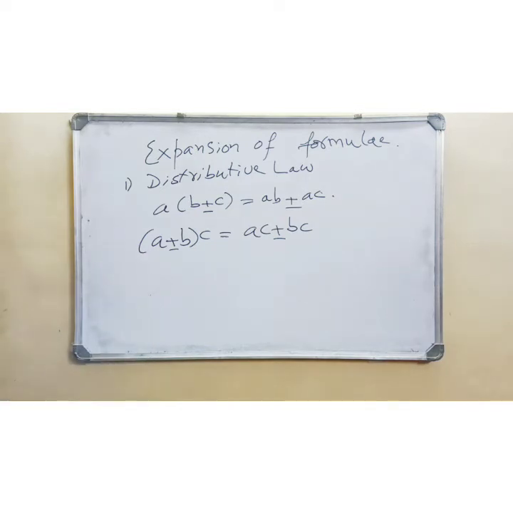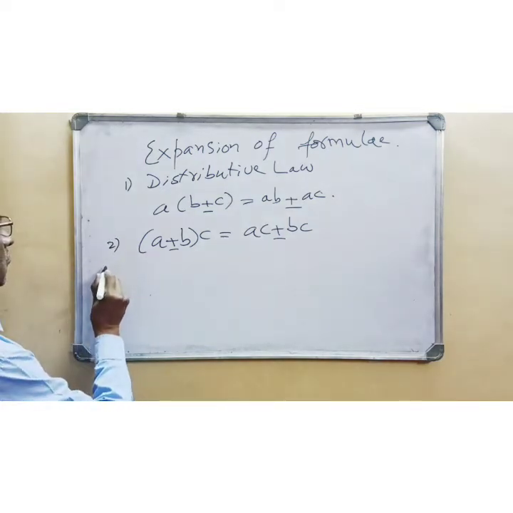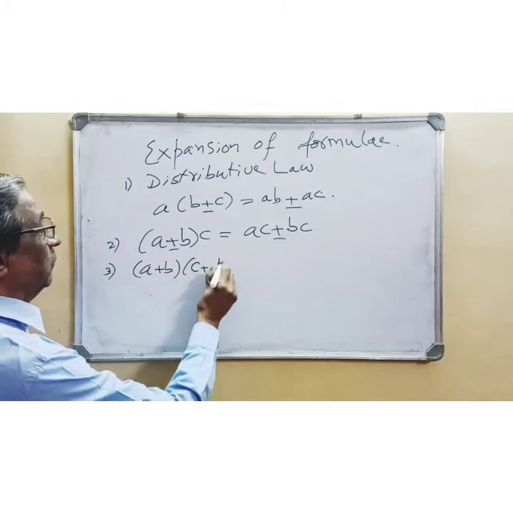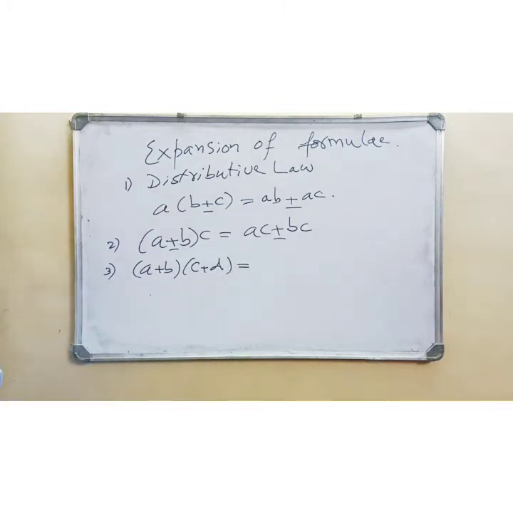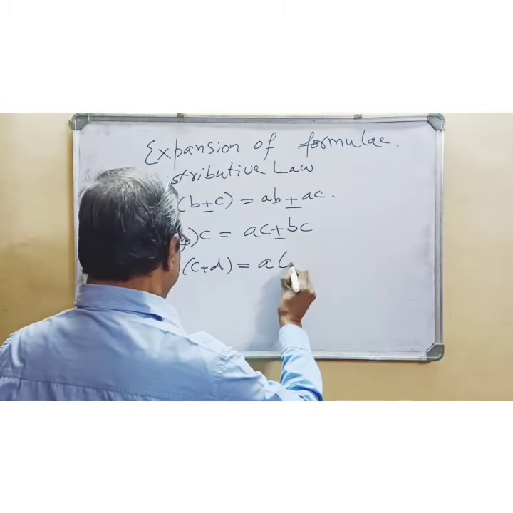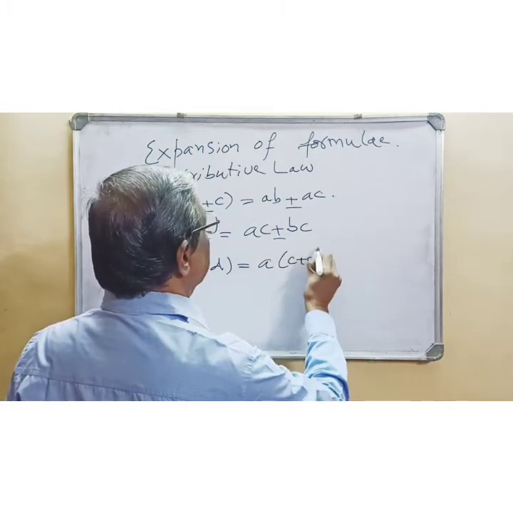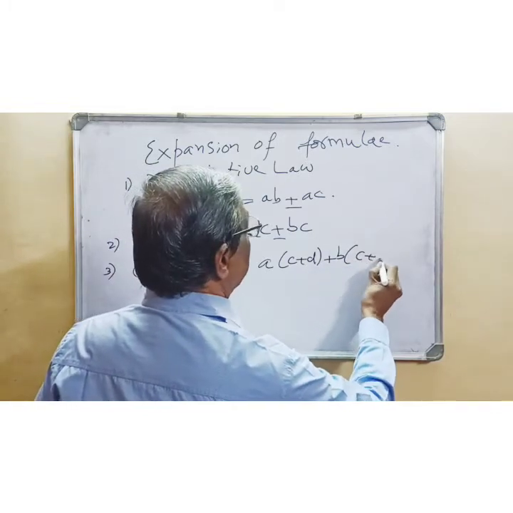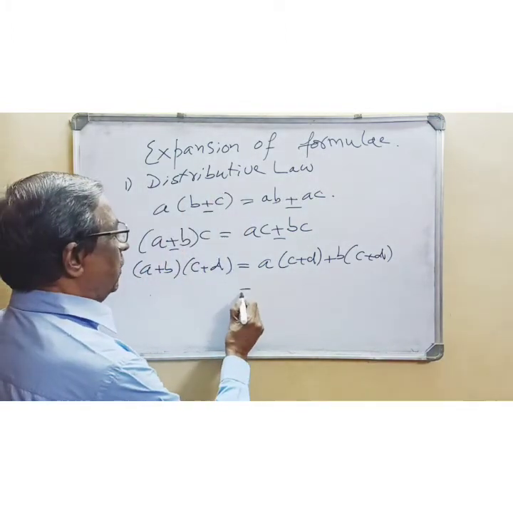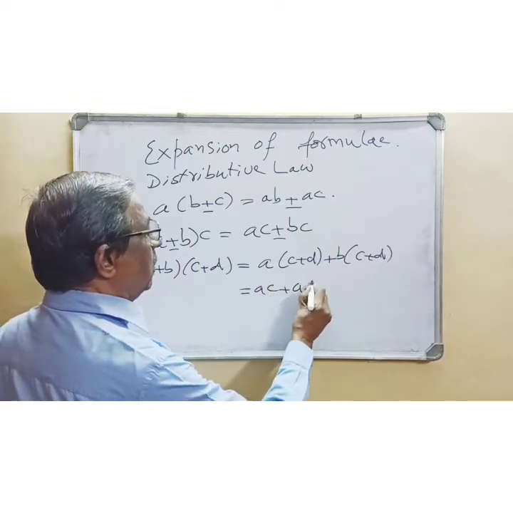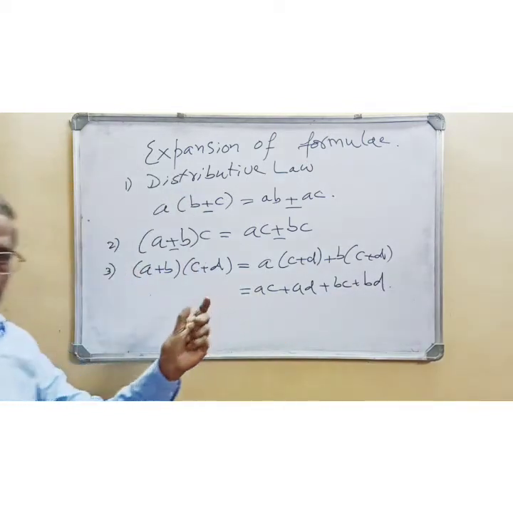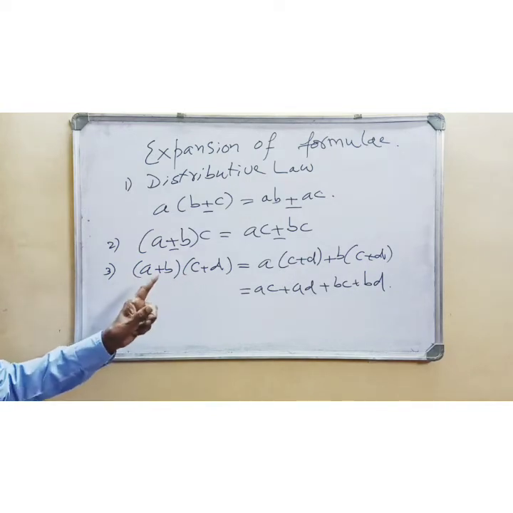Using these two formulae, we can go to A plus B into C plus D. Here A into bracket C plus D, plus B into bracket C plus D. Again, the left hand first law I can use, that is AC plus AD plus BC plus BD. There are four terms.